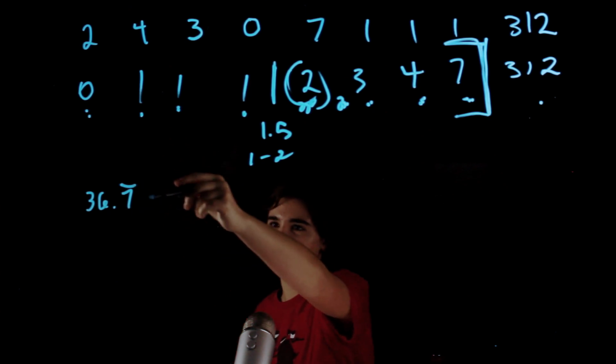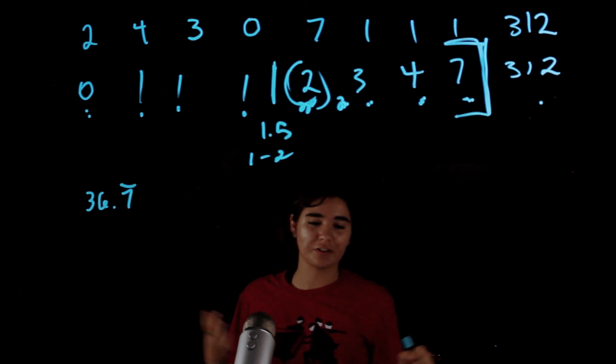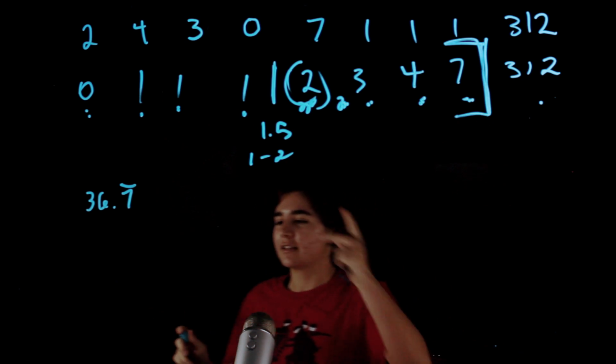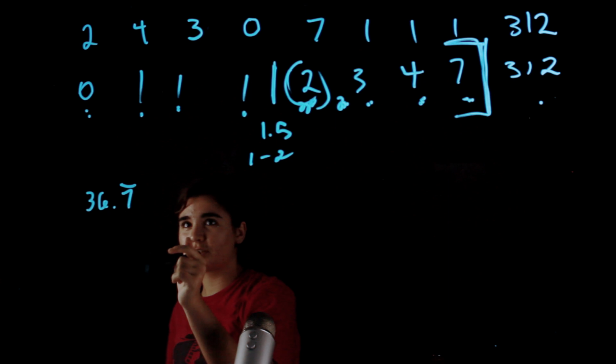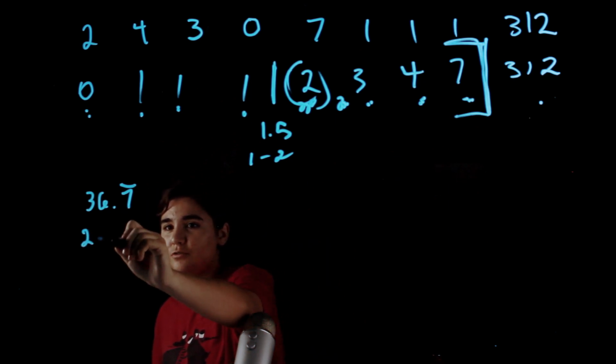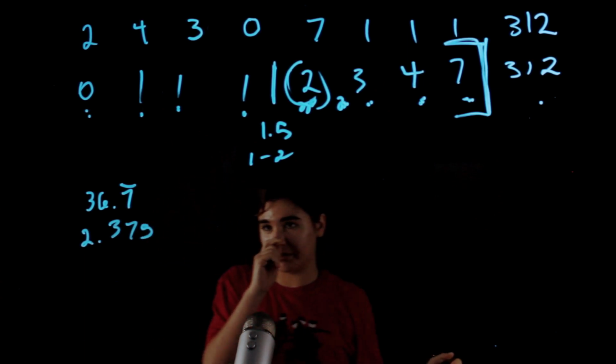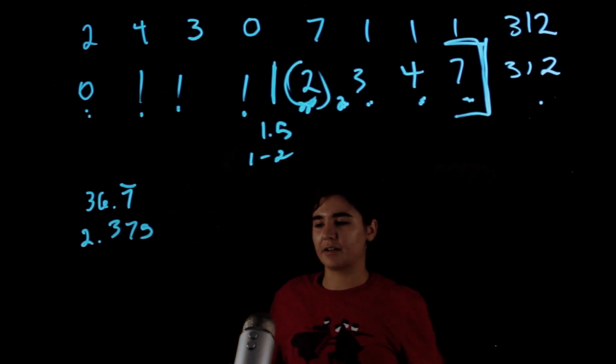And this just means that this 7 goes on forever. That's what the little line above it means, and it's called a vinculum. Fun fact. Okay, so if we got rid of the 312, then you could have gotten 2.375 as your other mean, removing that outlier.